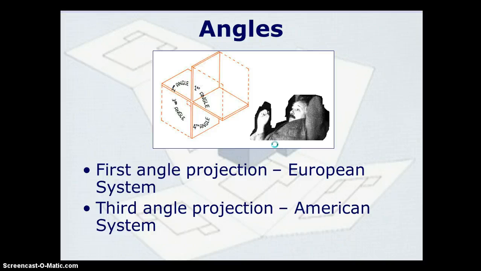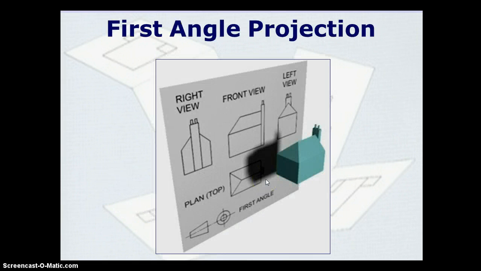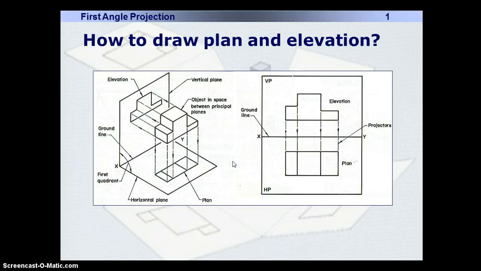Our job is to draw the minimum number of views so that the full shape of the object is clear. Just now I mentioned 2 methods, first angle and third angle. The first angle method of projection system is also called the European system. The third angle projection is called the American system. In the first angle projection, you see the sample object is shown, the front view is drawn, the right hand side view is drawn, the left hand side view is drawn, and also the top plan is drawn.